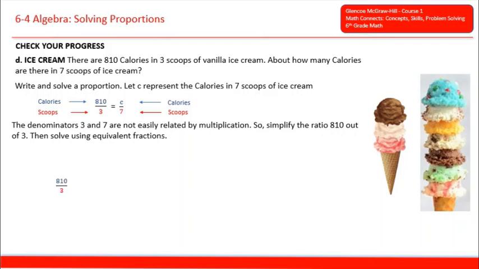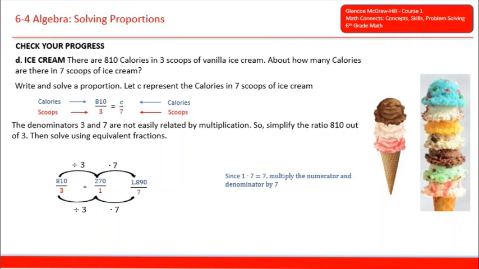We have 810 out of 3. We need to find the greatest common factor to simplify it. And what we'll do is we'll see if 3 will go into 3 and 810 evenly. So we'll divide both by 3, and we get 270 calories per scoop. Since 1 times 7 equals 7, multiply the numerator and denominator by 7. We'll get 1,890 over 7. So 7 scoops of ice cream contains about 1,890 calories.